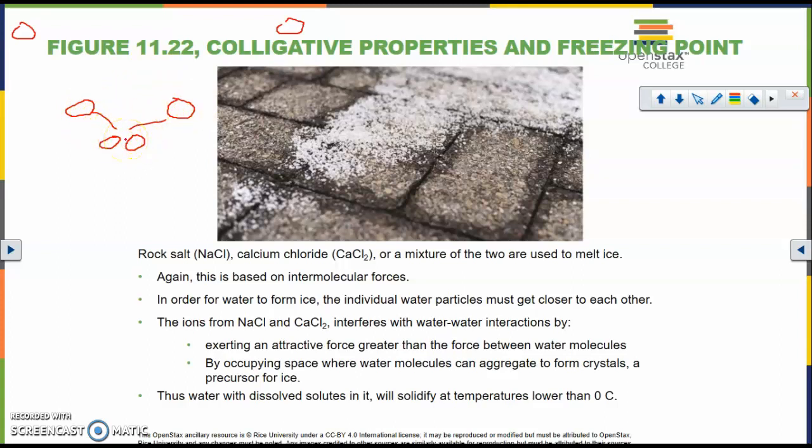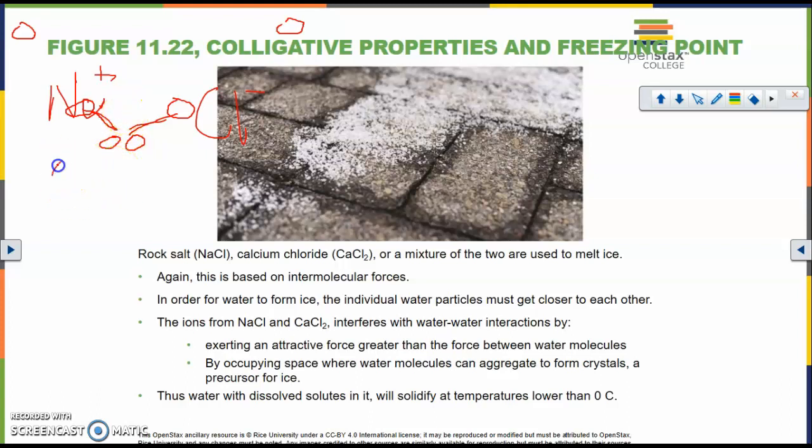But similar to the effects of soluble solids to liquid water and its boiling point, what happens is as these two are trying to get together because they're trying to become a solid, now you have sodium pulling on these water molecules, and now you have chlorine on the other end. So therefore, it is harder for these two water molecules to become closer together. So that is one reason why water freezes at a lower temperature when a solute is dissolved in it.